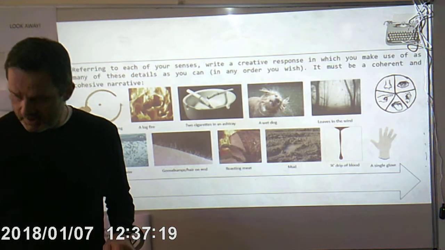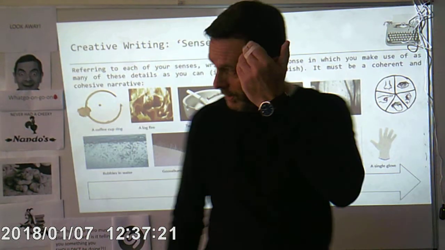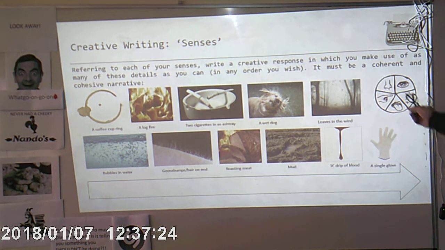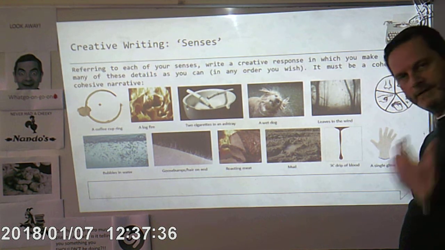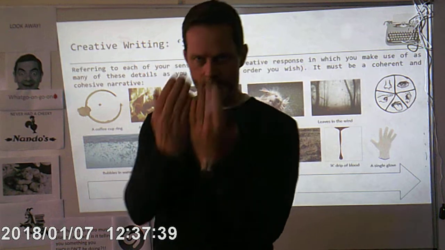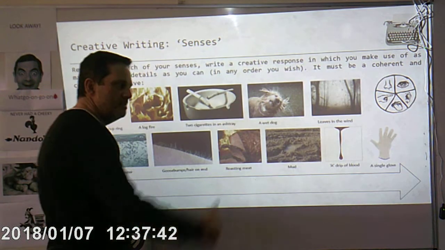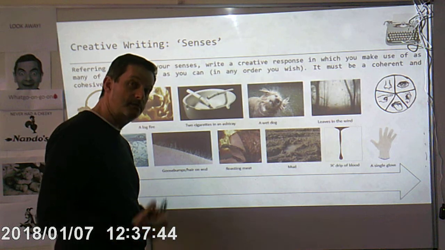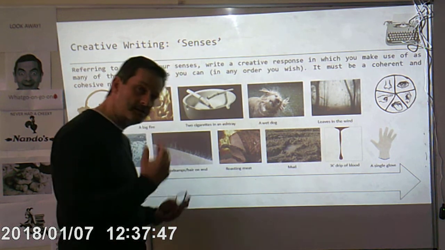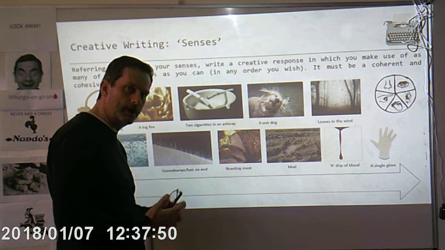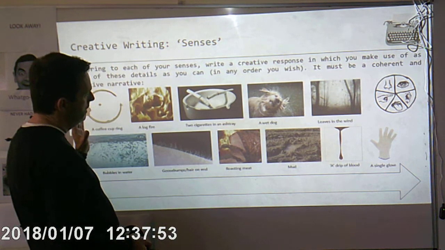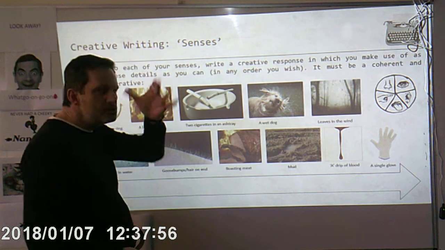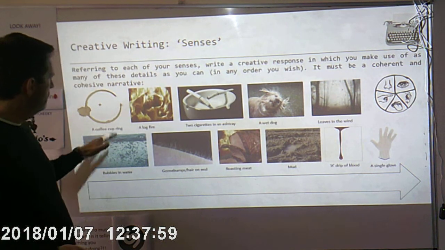Okay? Another exercise here to do with senses that you could be doing. Referring to each of your senses, obviously reminding you of what they are, write a creative response in which you make use of as many of these details as you can, in any order you wish. It must be a coherent and cohesive narrative. You can't simply think, well, I've been given something to do, I'm simply going to plant these things in there when there's no particular reason for them to be there. They don't have to be integral, they can be red herrings, they can be things which distract but make the reader engage with something. But the key is to make sure that they serve some sort of purpose, even if it's just a literary purpose.